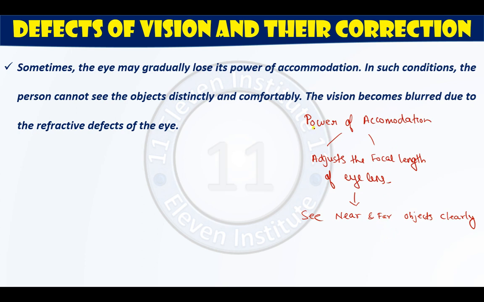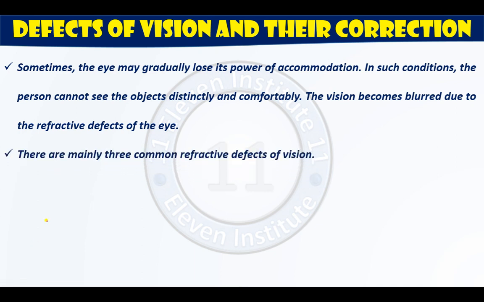So when this power of accommodation is lost, the adjustment of focal length will also be lost, and in such a case either we will be able to see the near objects clearly or we will be able to see the far objects clearly. So this is the role of the power of accommodation as far as the defects of vision are concerned.